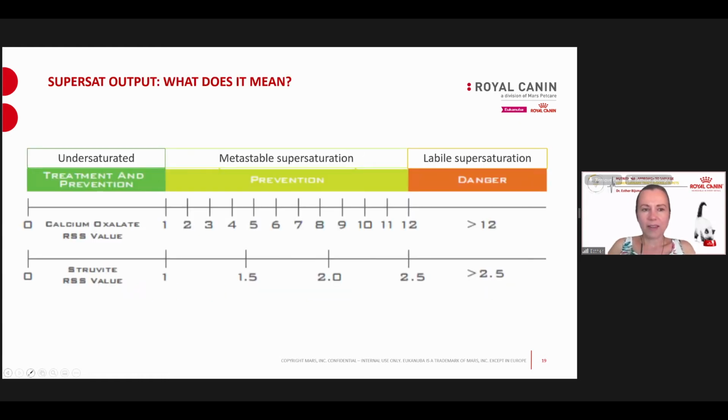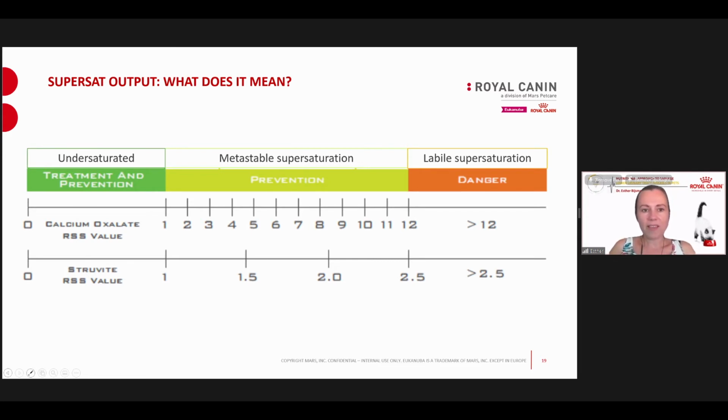So what does it mean? I like to give it away a little bit in colors. If you have an undersaturated urine, then you're in the treatment and prevention zone. It's called the undersaturated zone, and it's a value below 1, and struvite will dissolve.